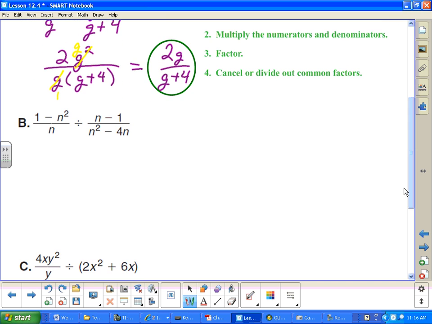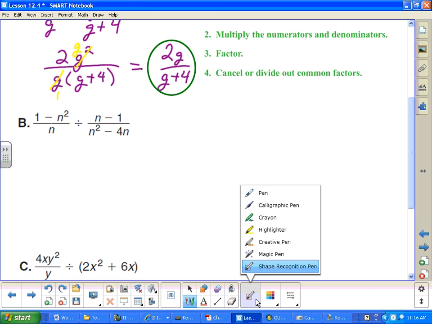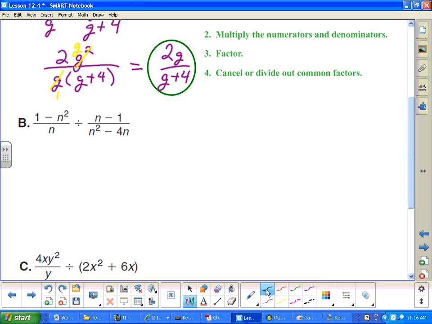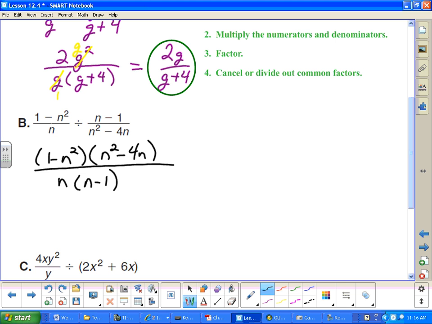All right, so let's try this one here then, letter B. So first of all, we're going to change it to multiplication. So we have 1 minus n squared times n squared minus 4n over n times n minus 1. All right, we took it from a division problem, dividing by this, to multiplying by the reciprocal. So n squared minus 4n went from the denominator to the numerator, and n minus 1 went from the numerator to the denominator.